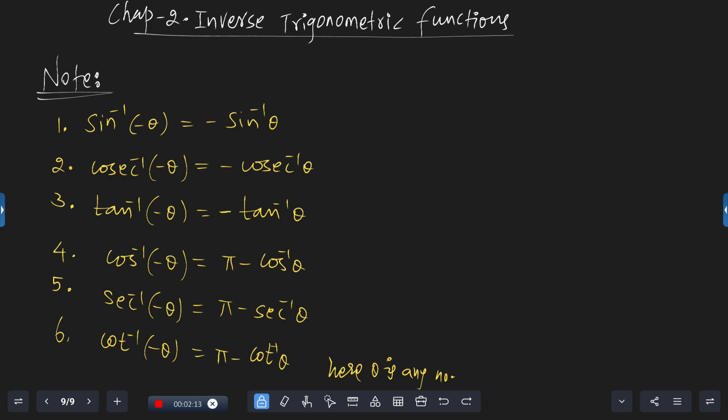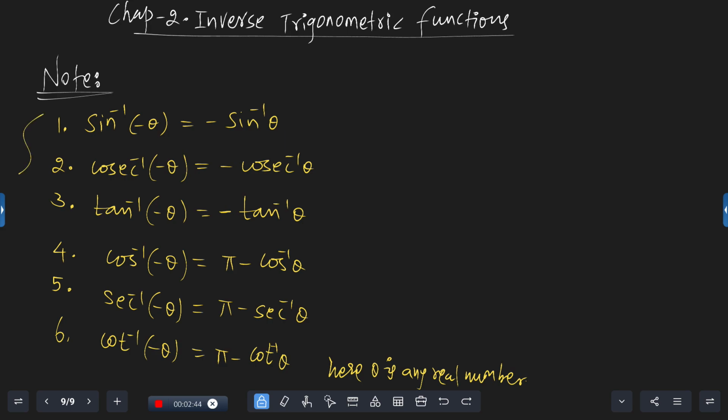Because the inverse will give a number only. I told you already, inverse trigonometric functions give a number. So I will mention any real number. It can be in a root or normal p by q form, whatever. Theta will be real. Instead of theta, if you are using x or y, that is also okay, that is our wish. So all these formulas you must know.